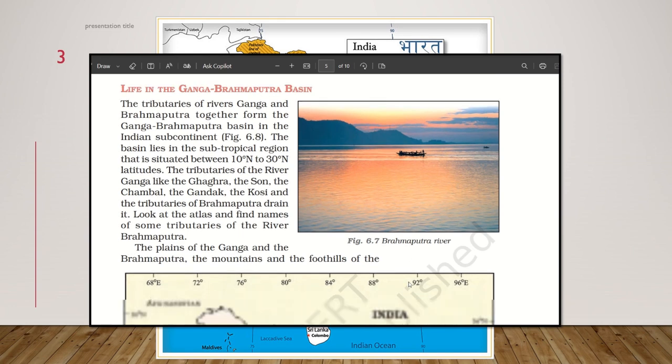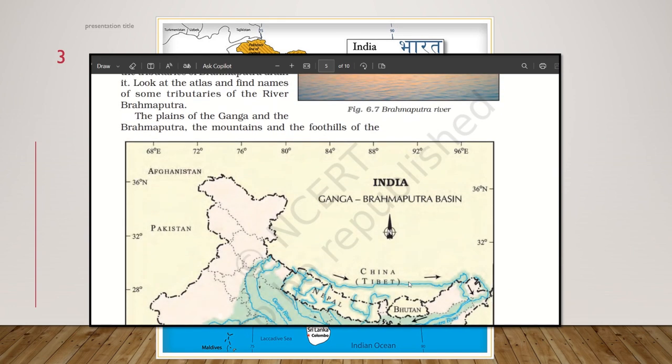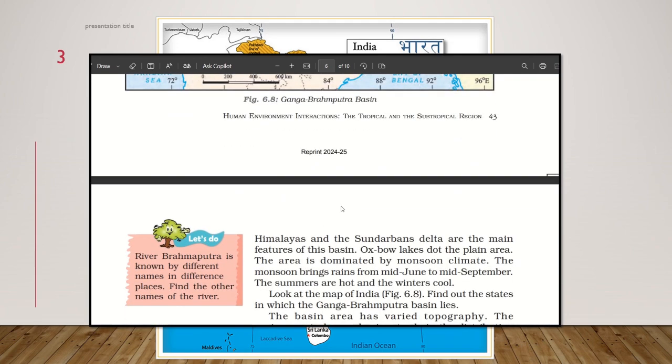Now here you can see the plains of Ganga and the Brahmaputra, the mountains, and the foothills of the Himalaya, and the Sundarbans Delta, which are the main features of this basin. Now, oxbow lakes dot the plain area.